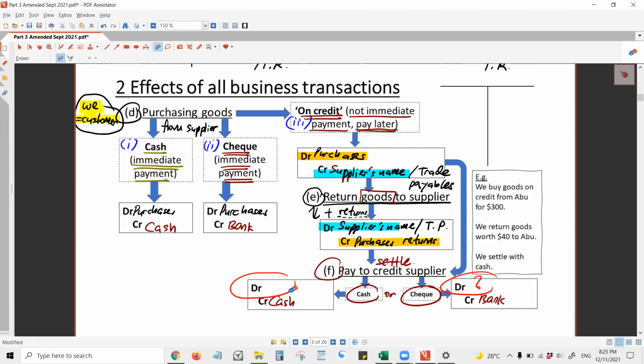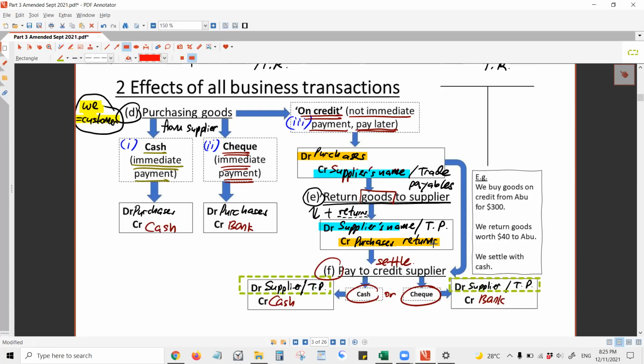You should debit supplier's name. Or we call it trade payable. Okay, why? Because when you have made payment to the supplier, you will owe the supplier less, right? So you debit supplier's name.